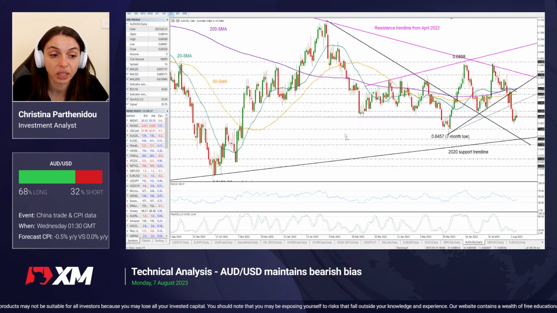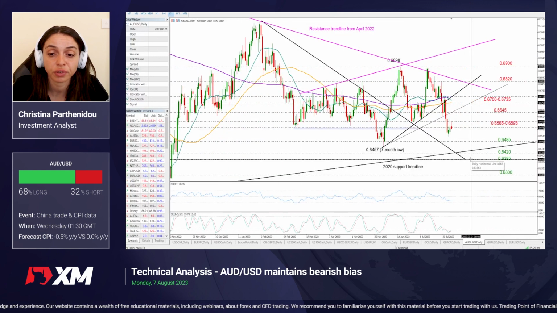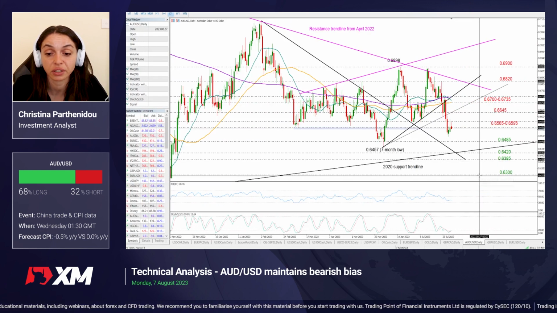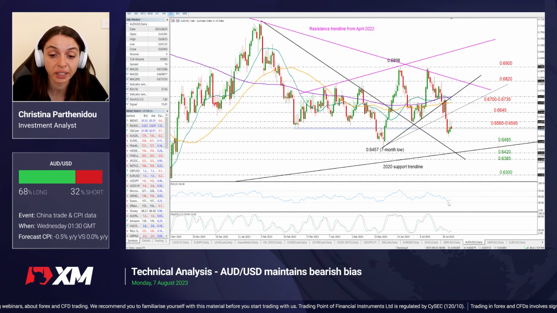0.6385 zone could also be in focus, given the rebound around that area from September 2022 and November 2022. If that proves a fragile base, the sell-off could extend towards the 0.63 round level. From a technical perspective, a decline is likely, given the negative trajectory in the RSI, and the stochastic oscillator has barely shown any improvement so far. So the bias is still skewed to the downside.